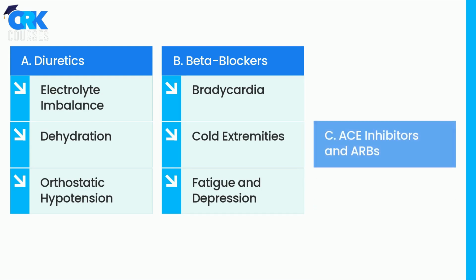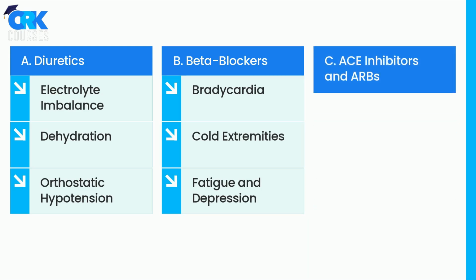C. ACE inhibitors and ARBs. ACE inhibitors and ARBs are two classes of medications that work by relaxing blood vessels, reducing blood pressure, and improving heart function. Common ADRs associated with these medications include dry cough. ACE inhibitors can cause a persistent dry cough in some individuals, which may be bothersome.